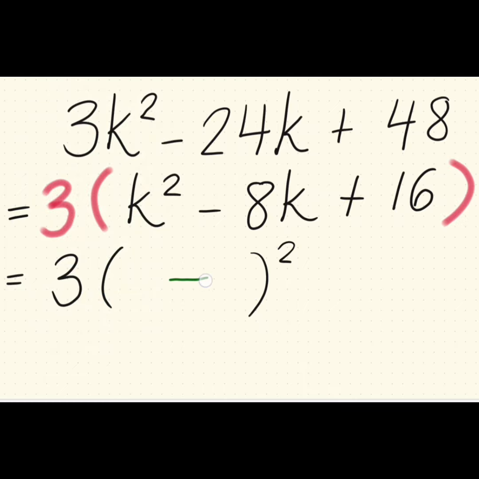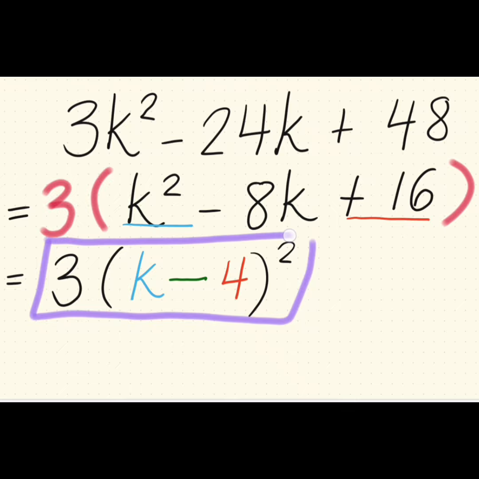Since the middle term is minus, we will use minus for our binomial. The terms of the binomial will be the square roots of the first and last terms of the trinomial. So the complete factors are 3 and the square of k minus 4. We can also write this as 3 times k minus 4 times k minus 4.